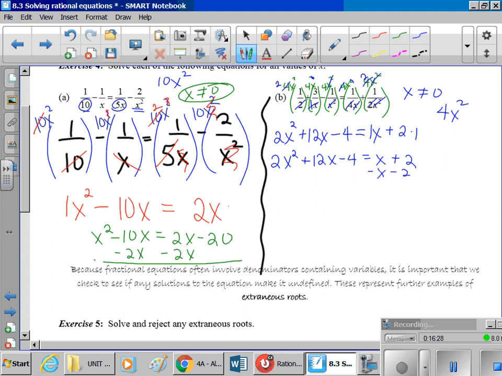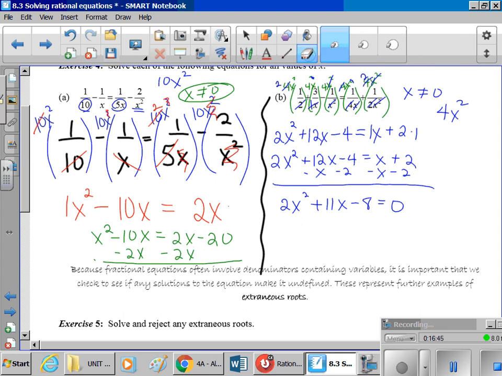Minus x minus 2, minus x minus 2. So I get 2x squared plus 11x minus 8 is equal to 0. I multiplied them. At least I'm recognizing where I'm making mistakes. Minus 2 and a minus 4 is minus 6.